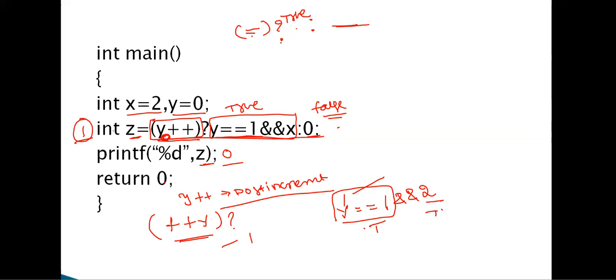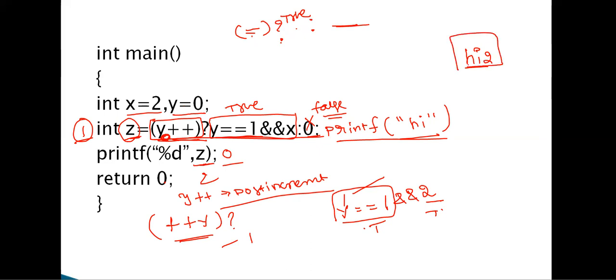For example, in the same expression, instead of 0, if I write the statement printf high, what happens? The condition fails, which means high is printed on the screen. And what does printf return? Printf returns the number of characters it prints. How many characters does it print? 2 characters. So 2 is assigned to z. What is the z value right now? Right now the z value is 2. You got the point? The post increment means it is not performed first. Pre-increment means it is performed first.